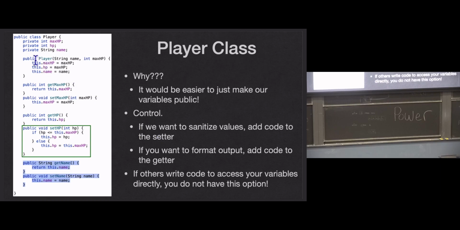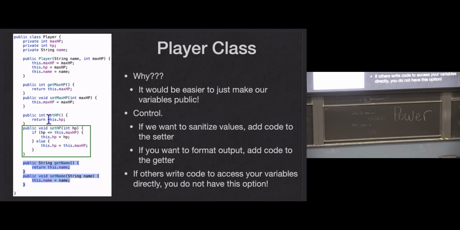But if somewhere else in the project somebody's saying dot weight or dot mass, depending on what units we're using, and just takes that value directly, now it's up to everybody else to do that formatting, and if it's inconsistent formatting, we just don't have any control over that anymore.